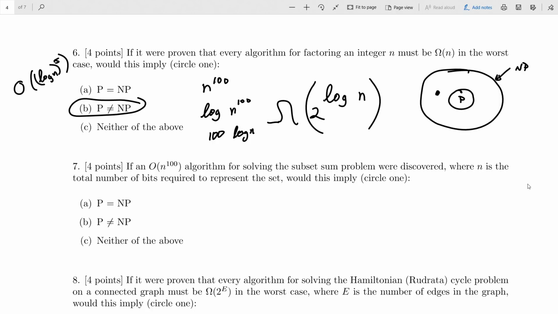So, going back to the beginning, you're using log n because that's how many bits you have to check.